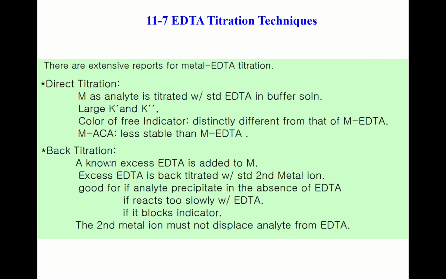And then back titration. This is also a technique that is often used. As I said, a known excess of EDTA is added to the metal ion, and the excess EDTA is back titrated with a second metal ion. You understand? This is good if the analyte precipitates in the absence of EDTA. So you first make the metal-EDTA complex by adding excess EDTA, and then the leftover EDTA is titrated with the second metal ion. This is also good if the analyte reacts too slowly with EDTA, though I don't think that is the usual case, and if it blocks the indicator. In these cases you can employ back titration.